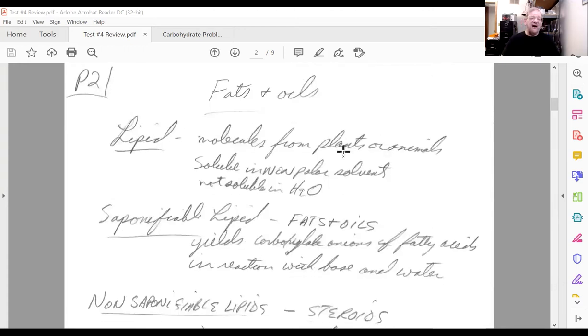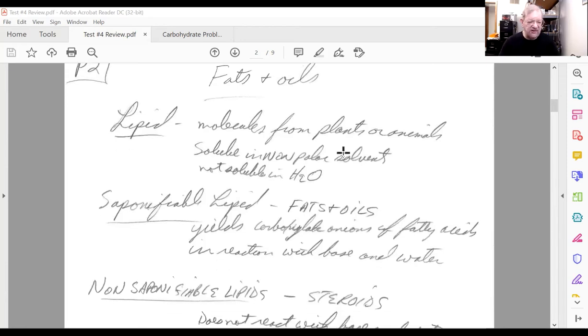Now, let's talk about the fats and oils chapter. And the first thing is, what's a lipid? A lipid is a molecule that comes from plants or animals, something that was once alive or is alive, and is soluble in nonpolar solvent, but not soluble in water. Now, there are two types of lipids.